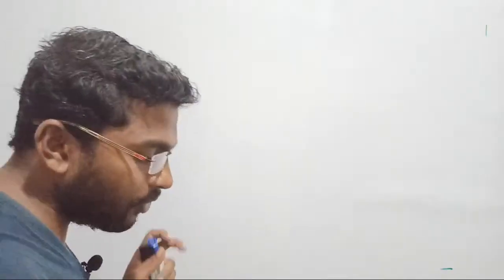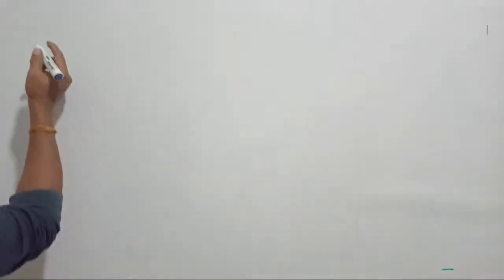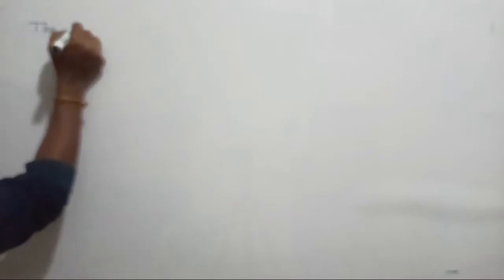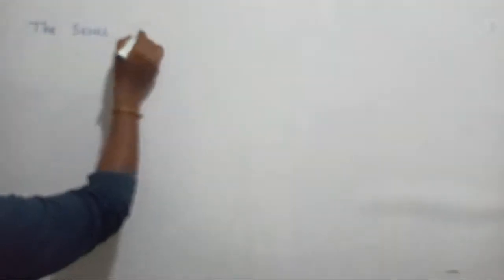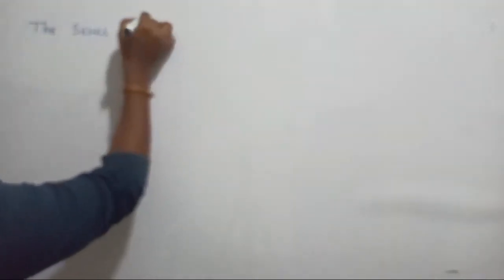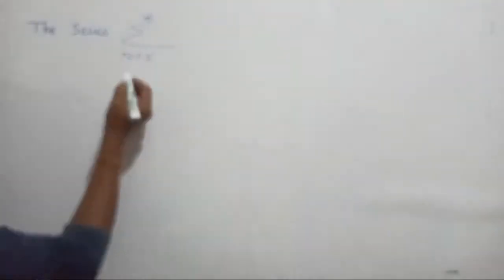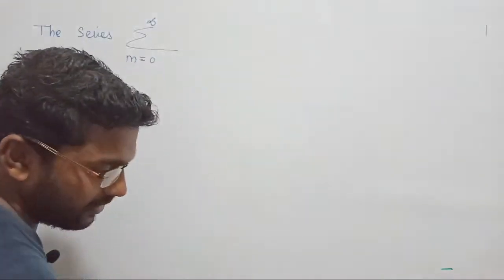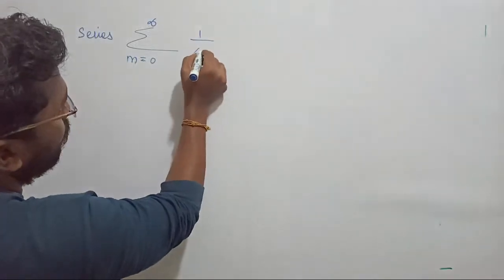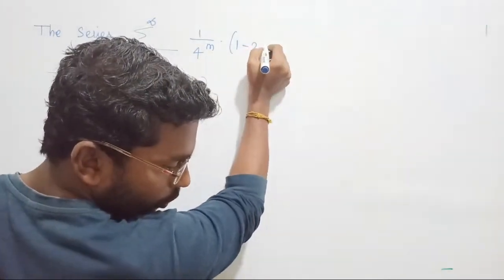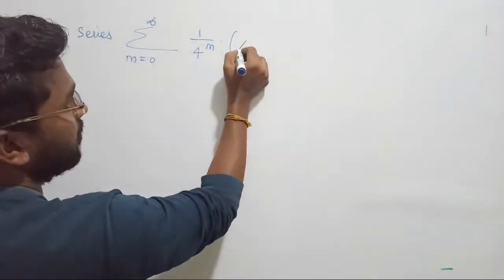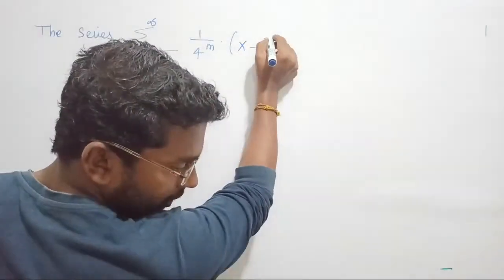Yes. Let's see next what we are going to do now. The next question is also one of the very beautiful questions, right? Let me write. They are given a series, right? Just write down the question. The series summation m equal to 0 to infinity, 1 by 4 power m, dot, x minus 1 whole power twice of m.